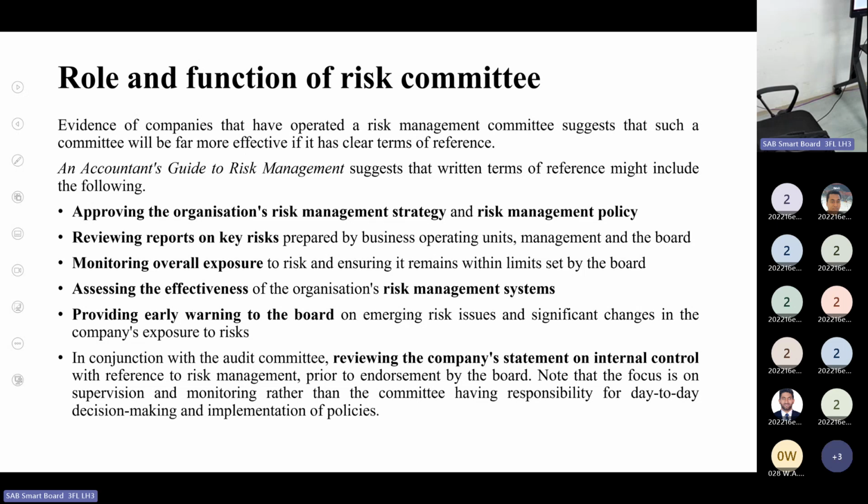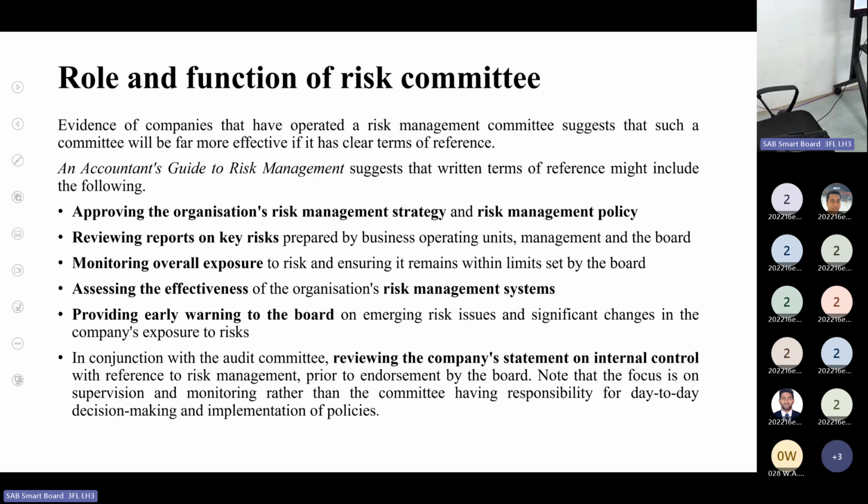What is the role and function of the risk committee? What do they have to do? Evidence from companies that have operated a risk management committee suggests that such a committee will be far more effective if it has clear terms of reference. So these are the things they have to look at. Approving the organization's risk management strategy and risk management policy. Must be one.